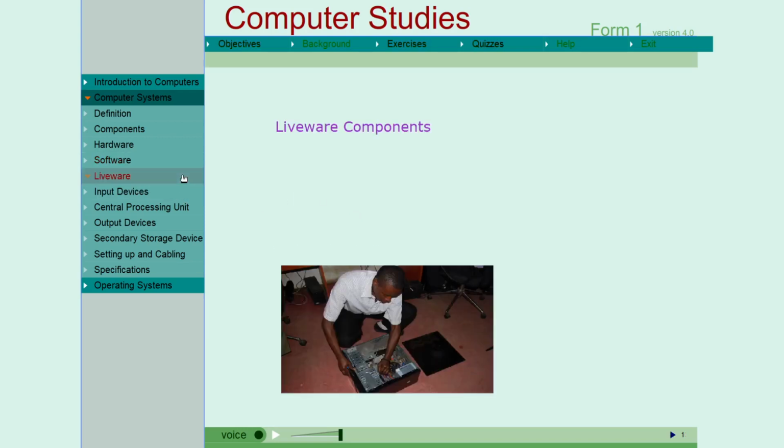Liveware or orgware components are the computer users and are thought of as components of the computer system. The users vary according to training and specialization. Examples of liveware are 1. Computer operators, 2. Computer technicians, 3. Computer programmers, 4. Database administrators, and 5. Network administrators.